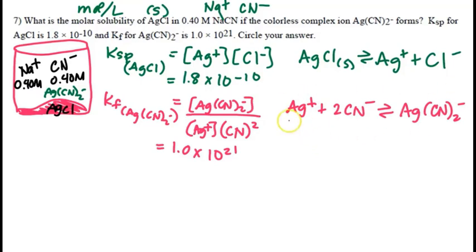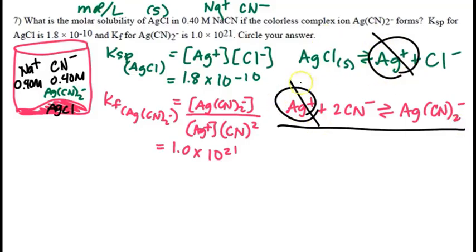Now, this formation equation is going to have a Kf expression where you take your products, or Ag(CN)2-, and divide it by your reactants, which is Ag+ and then CN- raised to a power of 2. This entire expression is equal to 1.0 times 10 to the 21. Now, the next thing we want to do is couple the expressions. That means we're going to add both of these reactions together. We're going to get rid of things that are the same on both sides, like Ag+, and now we'll be able to bring down an overall equation.